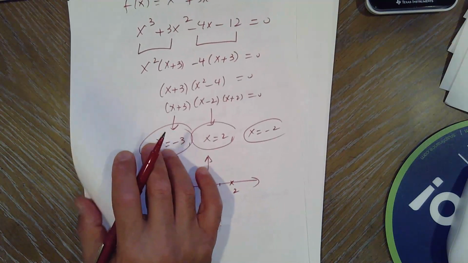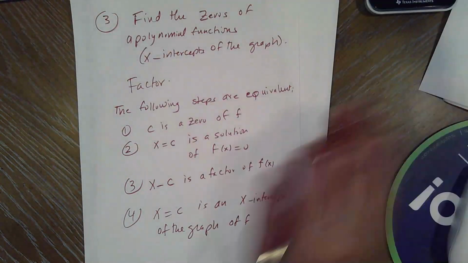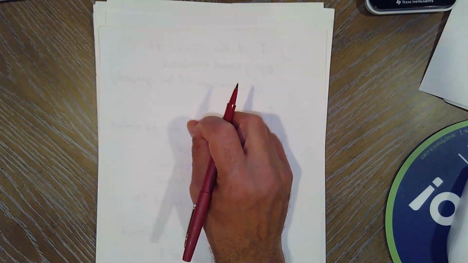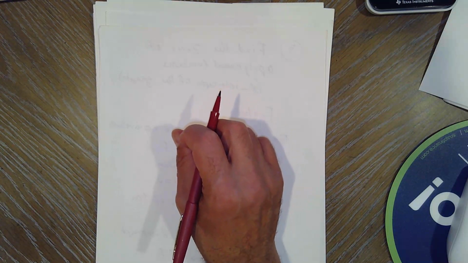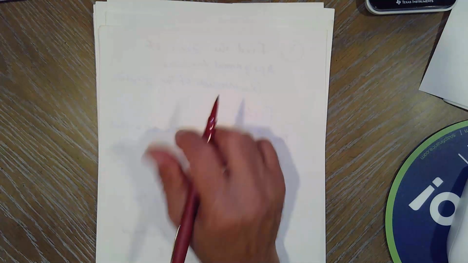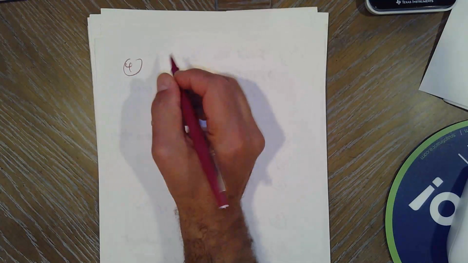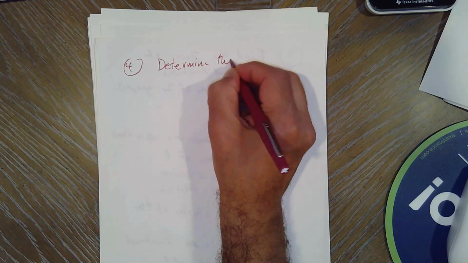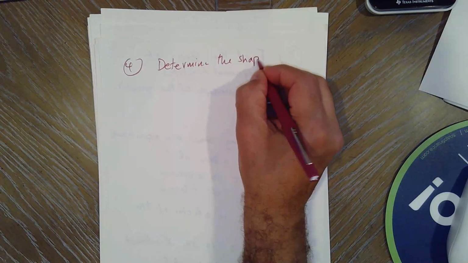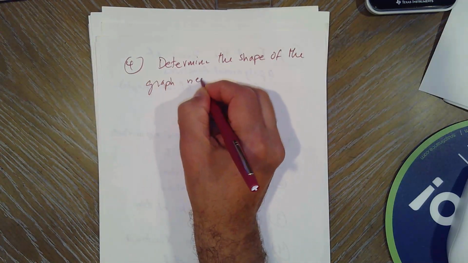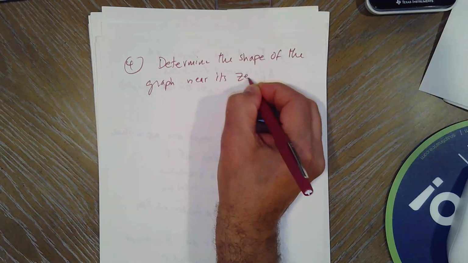So step 1 just tells us what you should expect to get when you're graphing a polynomial function. Step 2 tells us where to start and where to end, the end behavior of the graph, by assuming x goes to negative infinity and x goes to infinity. Step 3, find where the graph crosses the x-axis. Step 4, determine the shape of the graph near its zeros. That's very important.